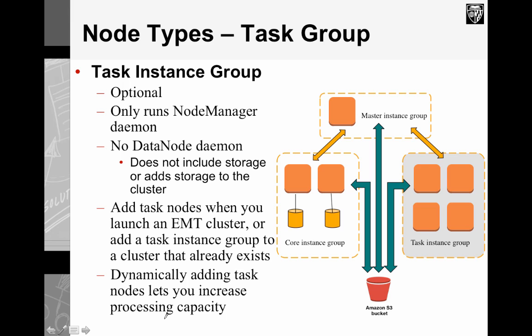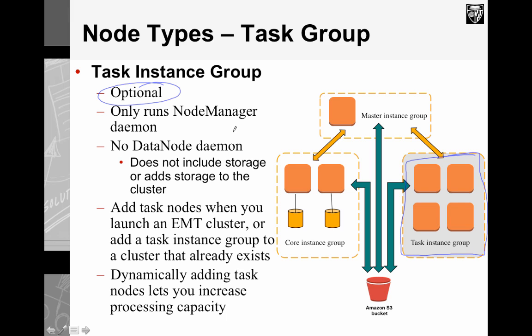Now let's look at the task group and the task nodes. The task nodes are optional. You don't really have to have any task nodes. In fact, when you configure a cluster, you can say I want 2 core nodes or 10 or 20 core nodes for that matter, but no task nodes. And you can bring in task nodes whenever you want. Of course, you can bring in more core nodes whenever you want. You can bring in fewer core nodes or remove core nodes whenever you want. Anyway, let's look at the task instance group.